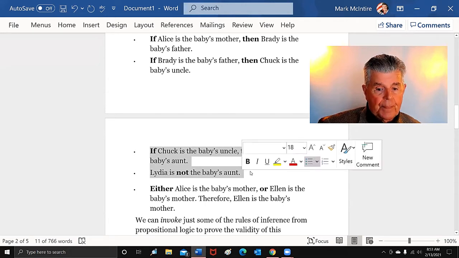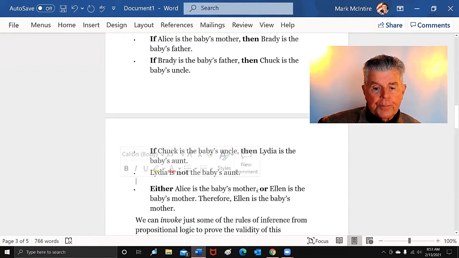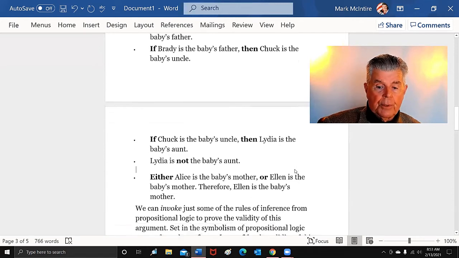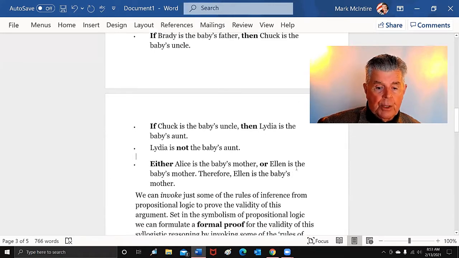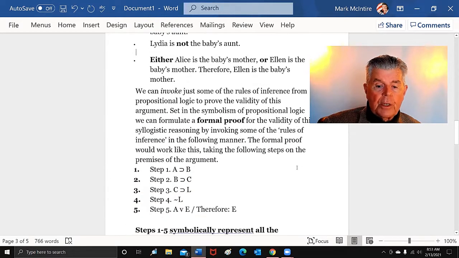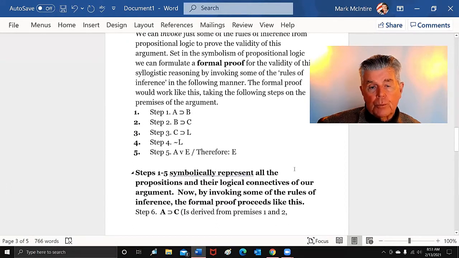modus tollens. The final premise here in this chain argument is either Alice is the baby's mother or Ellen is the baby's mother. Therefore, Ellen is the baby's mother. So if we symbolize all of that into a formal proof, now don't try to get the formal proof part of this. We'll get that next week in week number 3. But here's what it would look like.